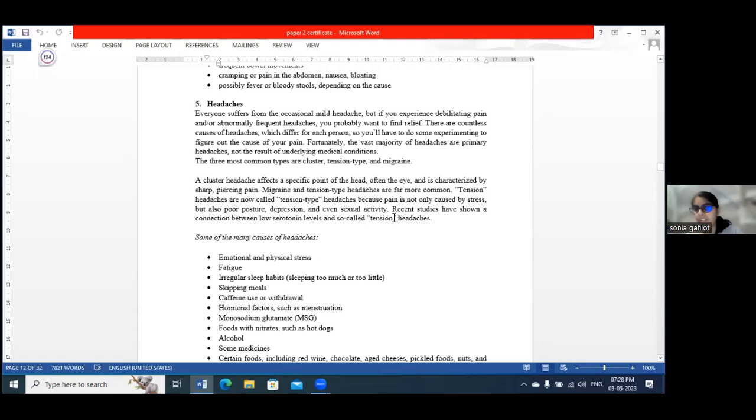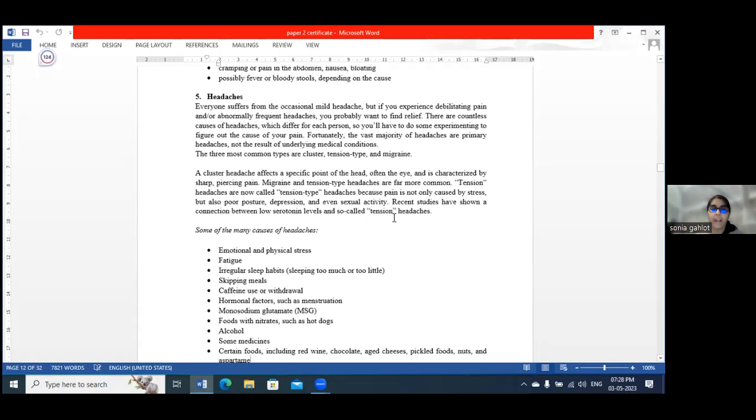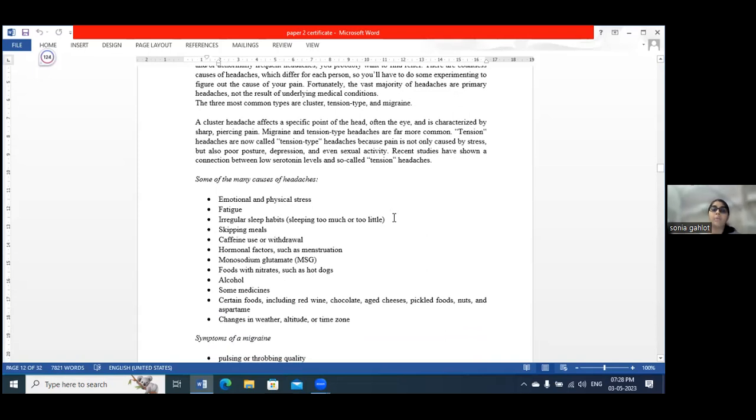Now, there are plenty of causes that lead to headache. For example, what are the causes? Number one is your emotional or physical stress. Second one is your fatigue. I hope everybody knows what fatigue is. Thakan. Yes. The next one is irregular sleep habits, which is very common nowadays, leading to hypertension. More and more people, before going to bed and just after getting up, try to use their mobiles, and they get late for work also. So these habits really lead to hypertension and many other issues.